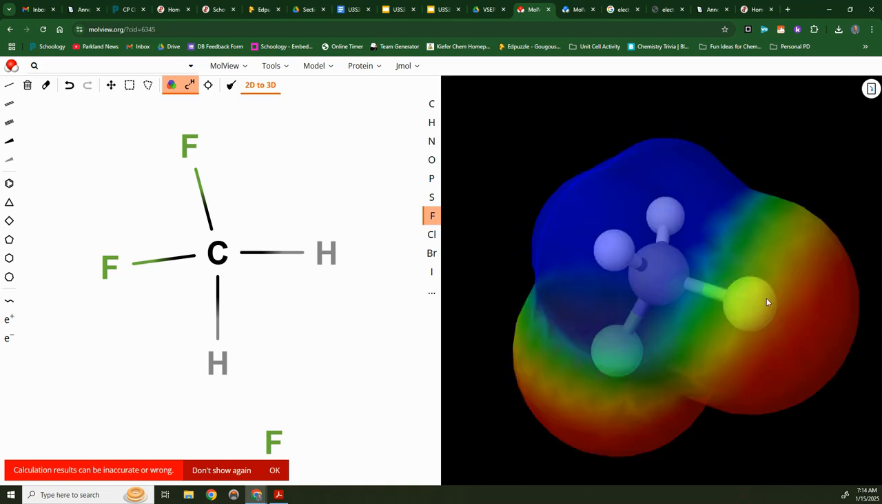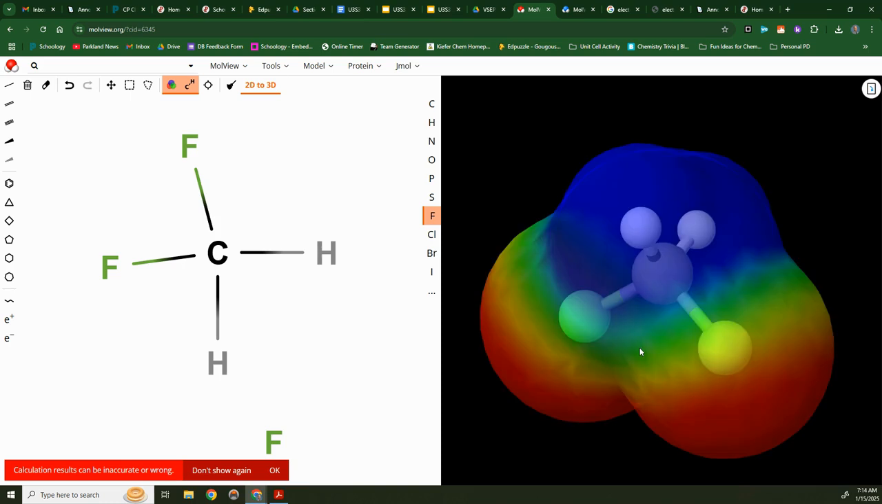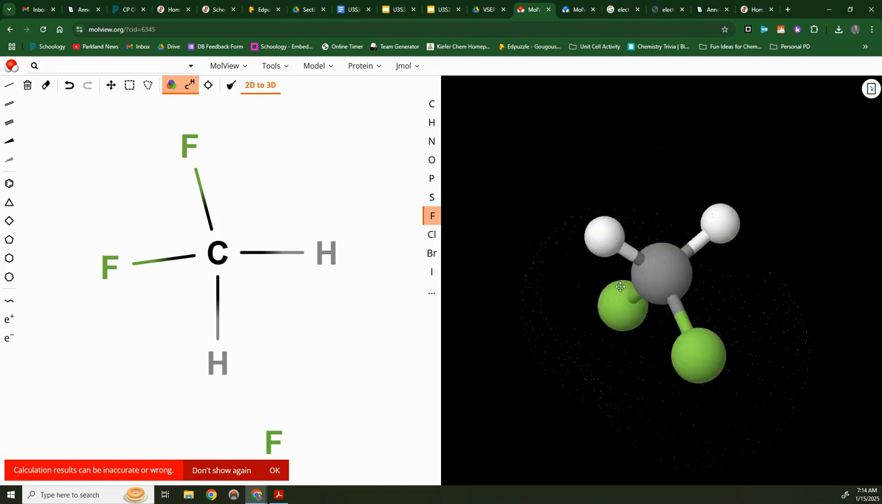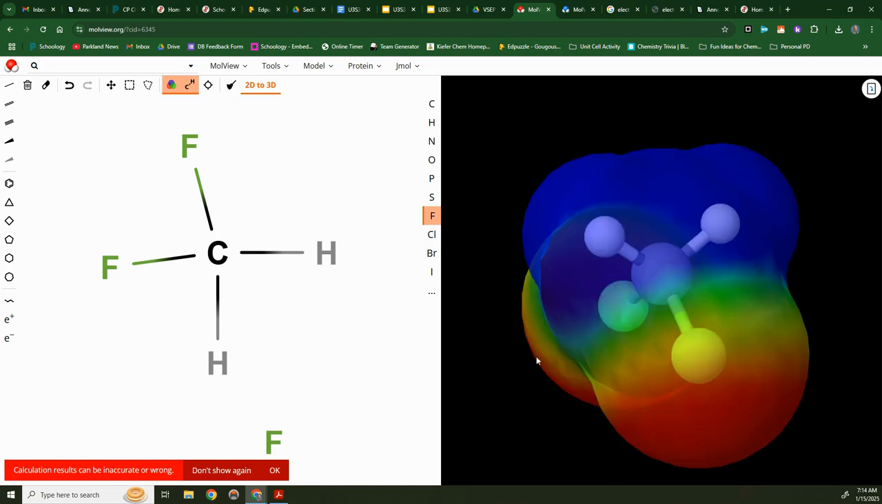You get these very negative regions in red around the fluorines, and you get these very positive regions in blue around the hydrogens. And this can show us visually that we have this magnet of a molecule. We have this polar molecule. When you see these differences in charges, it can confirm that this molecule is polar. I hope this tool, as well as the presentation, helps you understand polarity a little bit better.